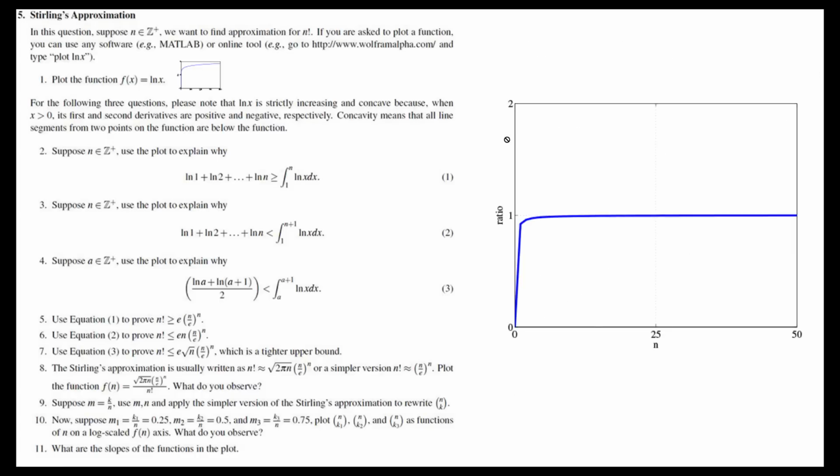For part 8, we're just asked to plot the ratio between n factorial and the square root of 2 pi n times (n over e) to the n. This plot is shown here on the right, and essentially what we see is that as n grows larger, this ratio becomes essentially 1. So this is a reasonable approximation for a reasonably large n. You could say n equals 10, it's probably accurate.